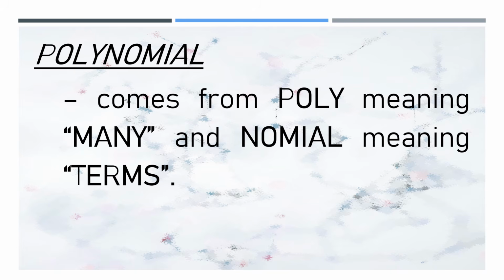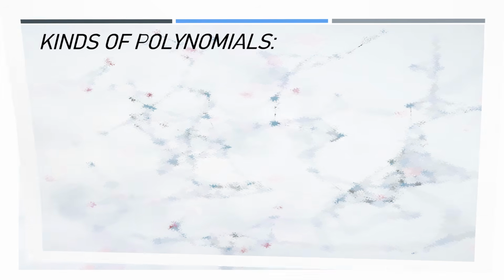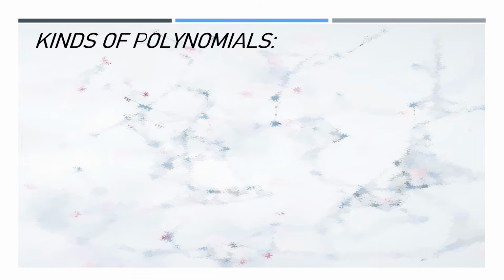So let us now define what is polynomial. Polynomial comes from poly, meaning many, and nomial, meaning terms. So when we say polynomial, it means many terms, or it is an equation which contains many terms. There are four kinds of polynomials.